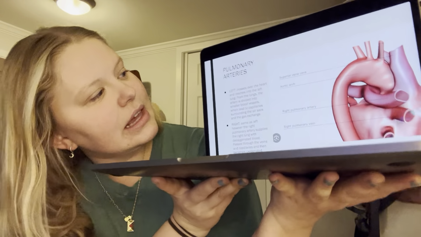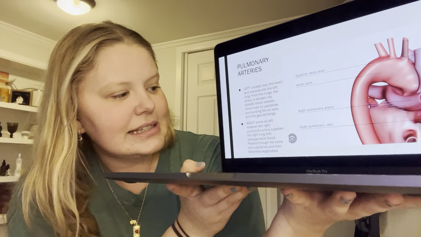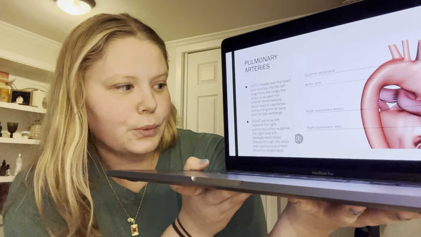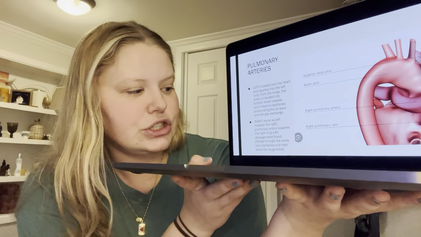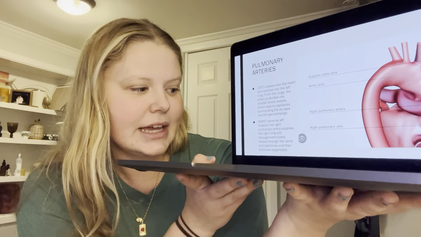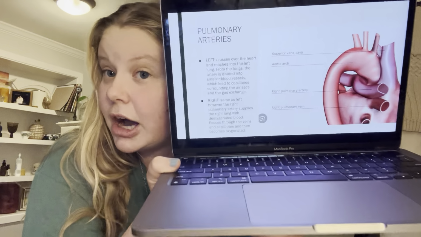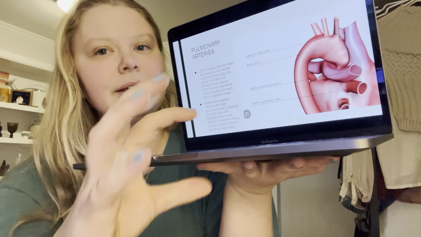Next, we have the right artery, and it's the same as the left, but the right pulmonary artery is for the right lung, and it moves deoxygenated blood. It passes through the veins and capillaries, and then it becomes oxygenated through the lungs.